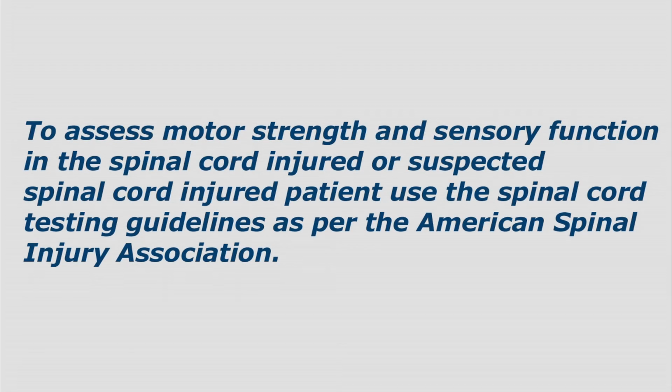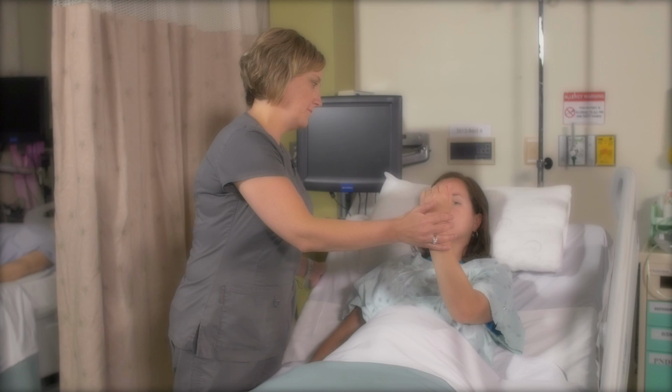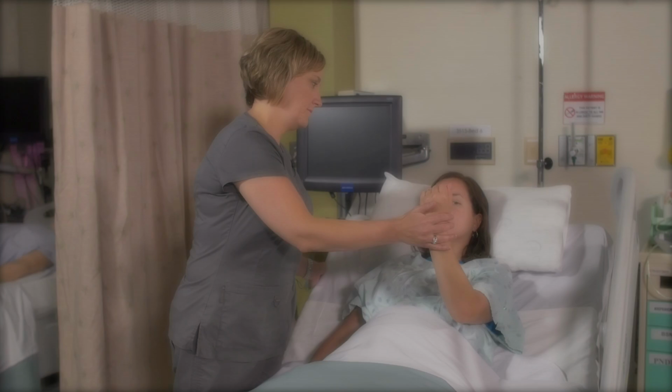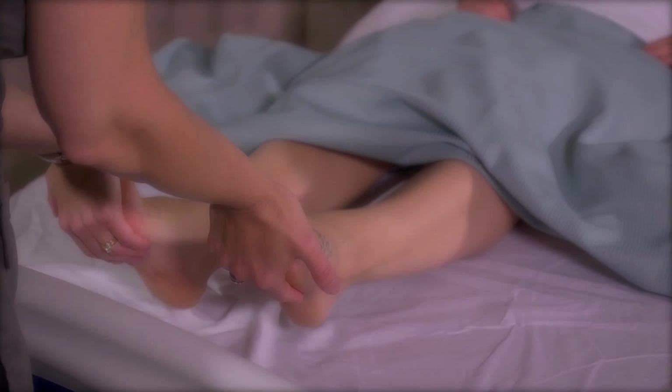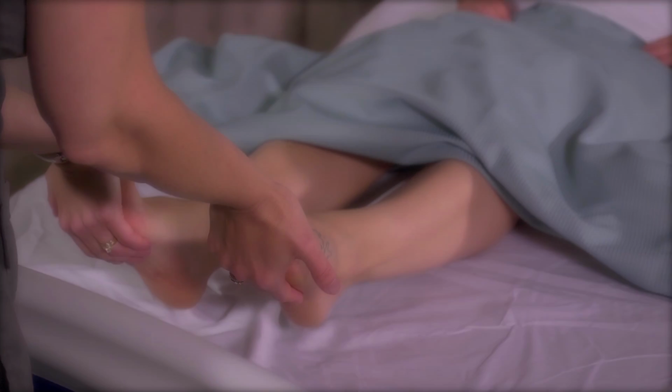Please note, to assess motor strength and sensory function in the spinal cord injured or suspected spinal cord injured patient, use the spinal cord testing guidelines as per the American Spinal Injury Association. Limb muscle strength is tested to observe for any sign of asymmetry between limbs and may provide information about the possible anatomical location of any intracranial pathological process or dysfunction.